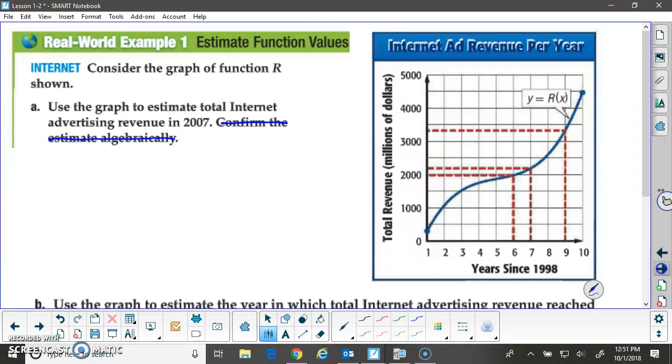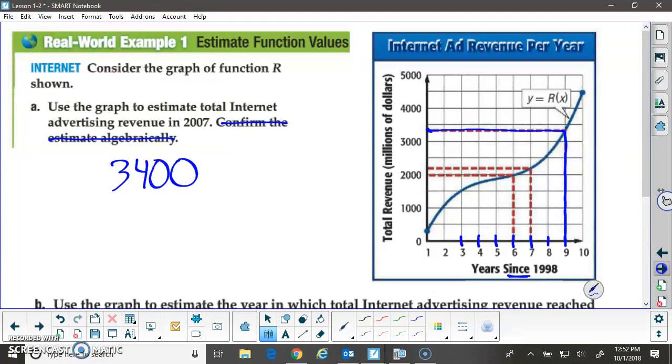So, the year 2007, you have to read these graphs carefully now. If it says years since 1998, year 1 would be 1999, year 2 would be 2000, this would be 2001, 2, 3, 4, 5, 6, 2007. So if we go to 2007, we go up until we hit the graph, go over, and it looks like it's at a height of about 3,400.